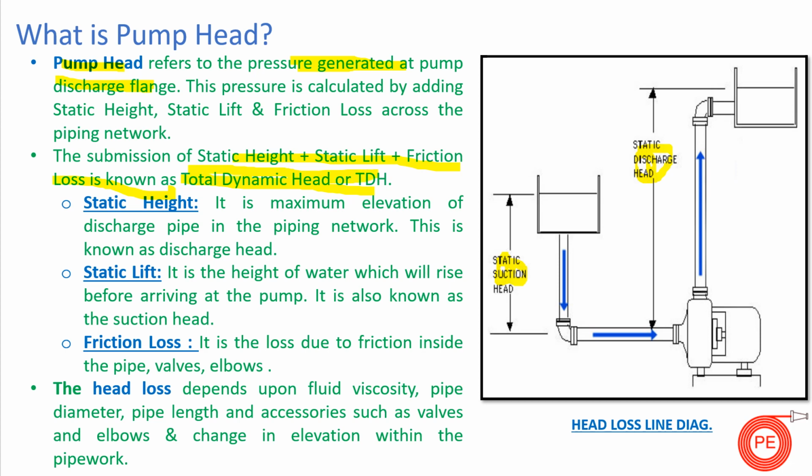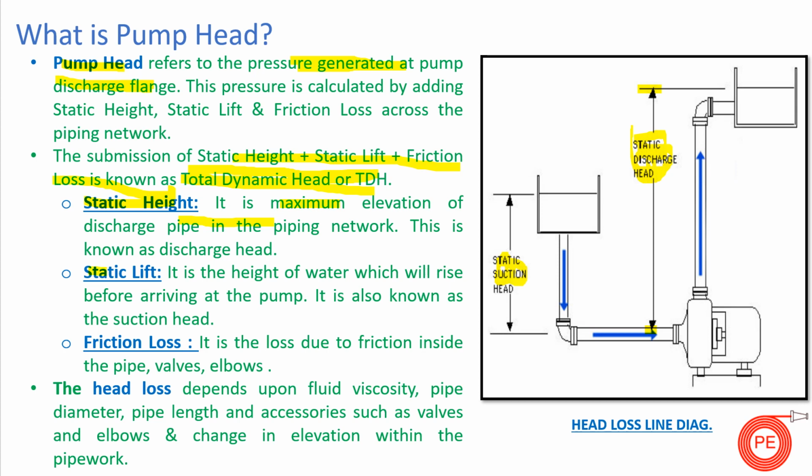So what is this static height? Static height is basically the maximum elevation of the discharge pipe in the piping network. So the maximum height that my pipe or my fluid will go, from the center line of the pump, is known as my static height in my discharge section. So this is my static discharge height, which is shown here.